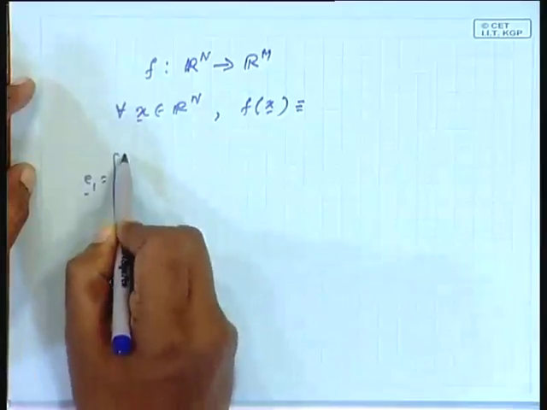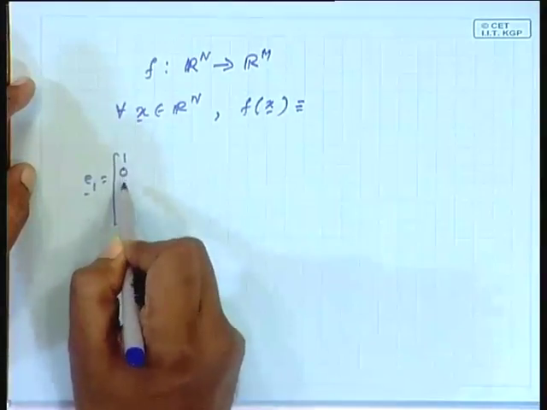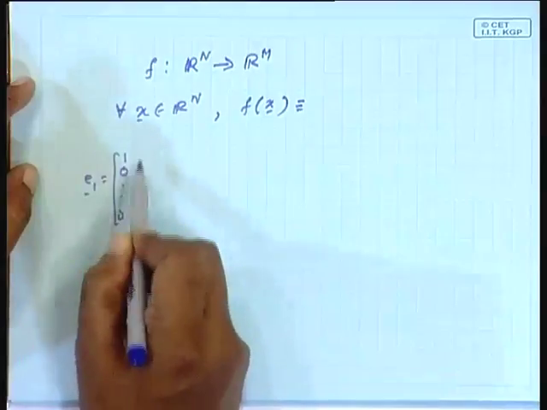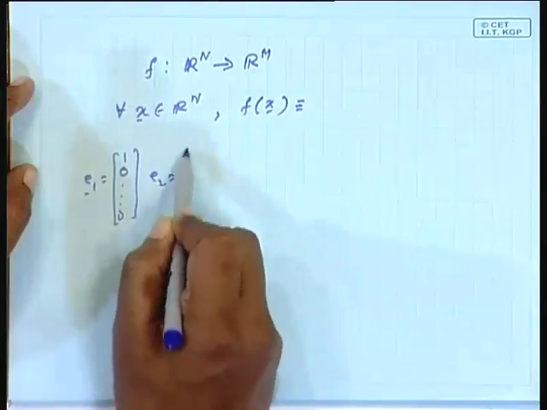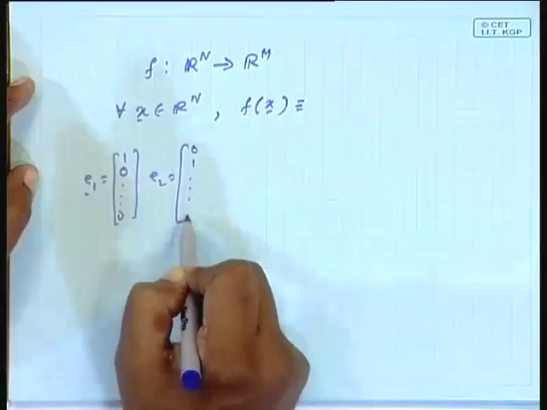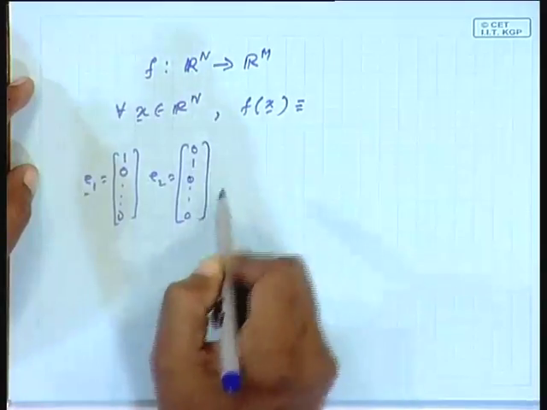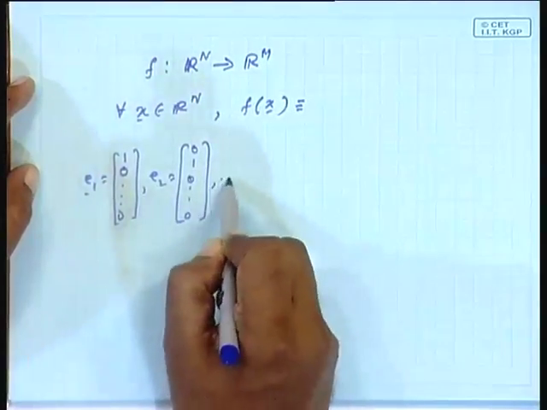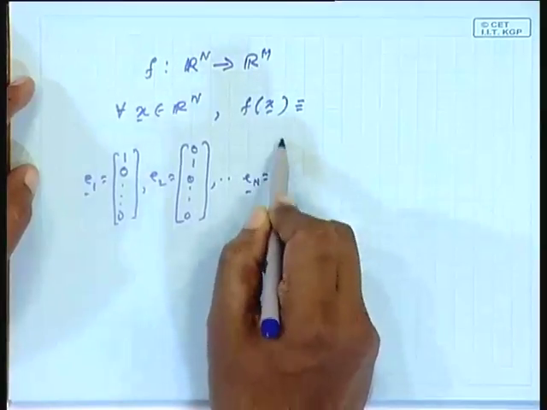Point is, for any vector x, I define some basis vectors, called trivial basis vectors: E1 is 1 0 0 0, E2 is 0 1 0, and you get up to En.